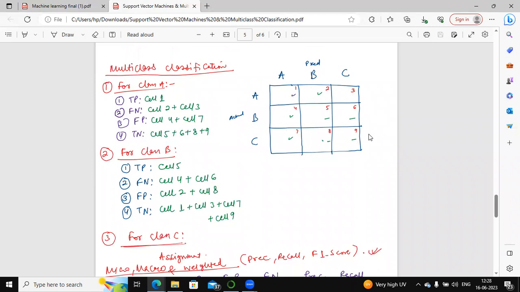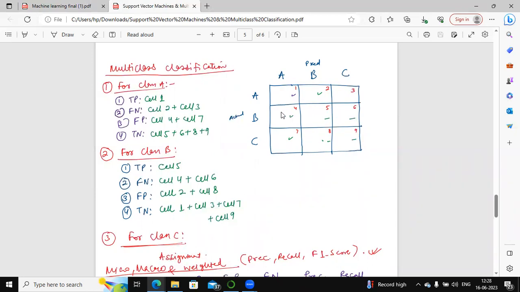Now here A is actually negative and B is predicted positive, so we will get false positive. Cells 2 and 8 will become false positive, because the predicted is positive but the actual is negative.